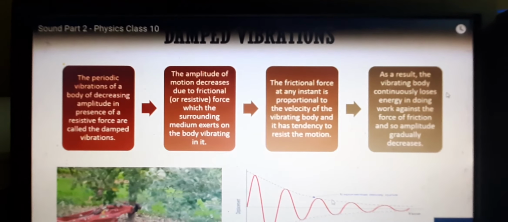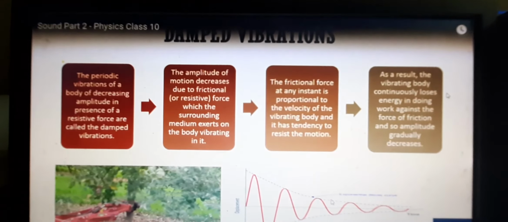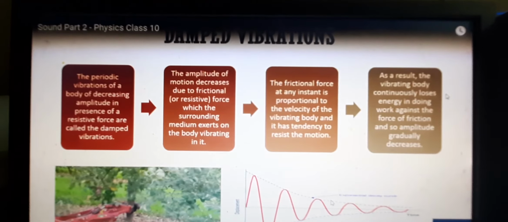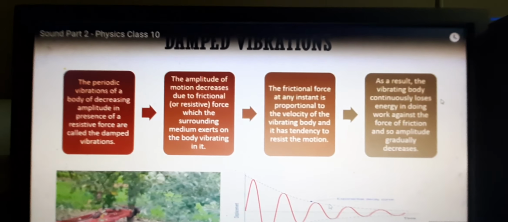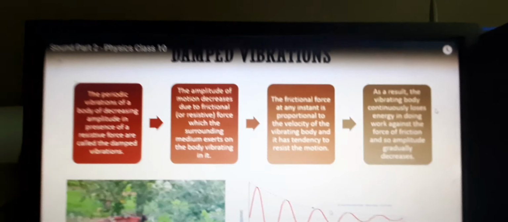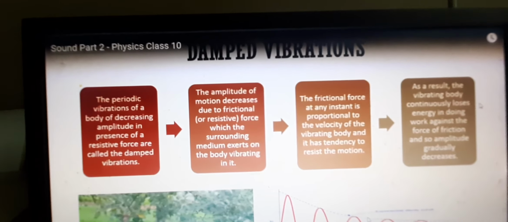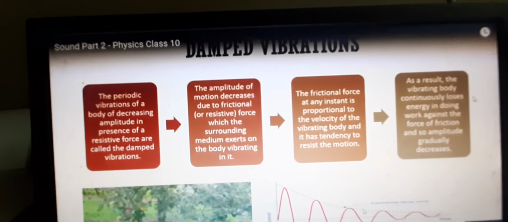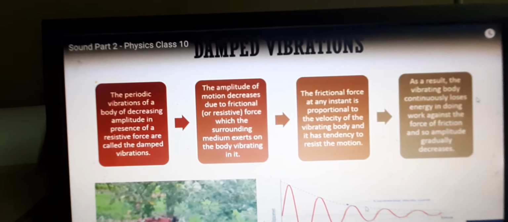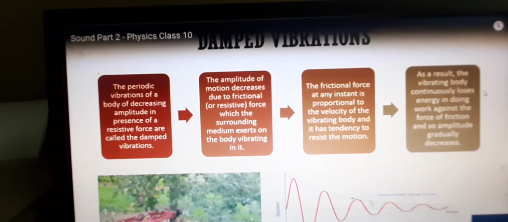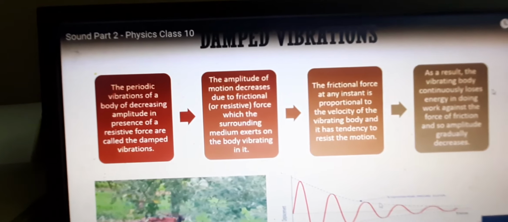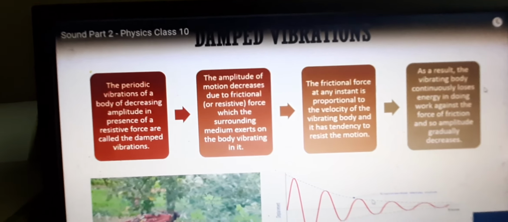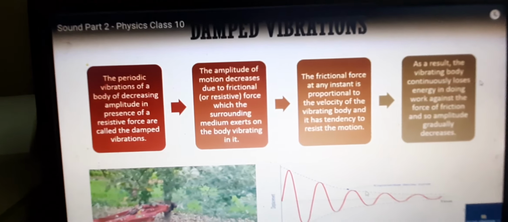So we get a frequency. In the first case it is n, in the second case it is 2n, and in the third case we get 3 times the frequency. Now we come to the next topic, that is the damped vibration. As you know, damped vibration, the name itself suggests that the amplitude is going to decrease. Okay, so the periodic vibrations of a body of decreasing amplitude in presence of a resistive force.